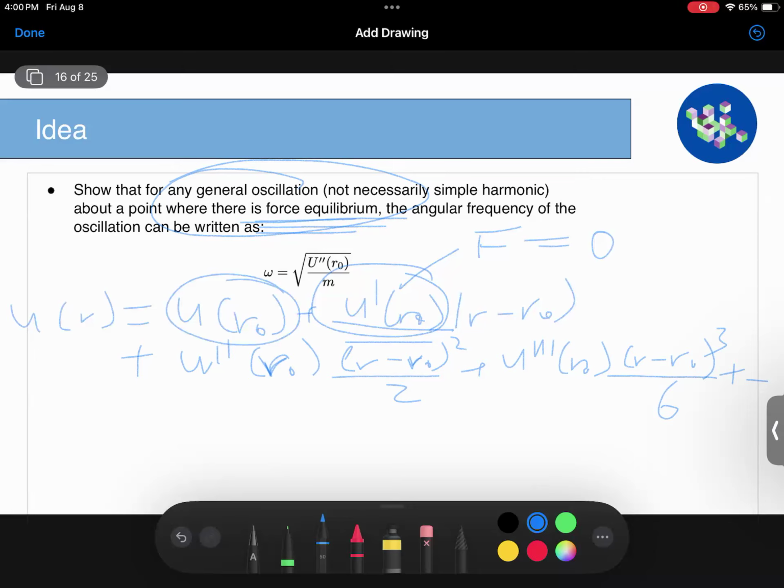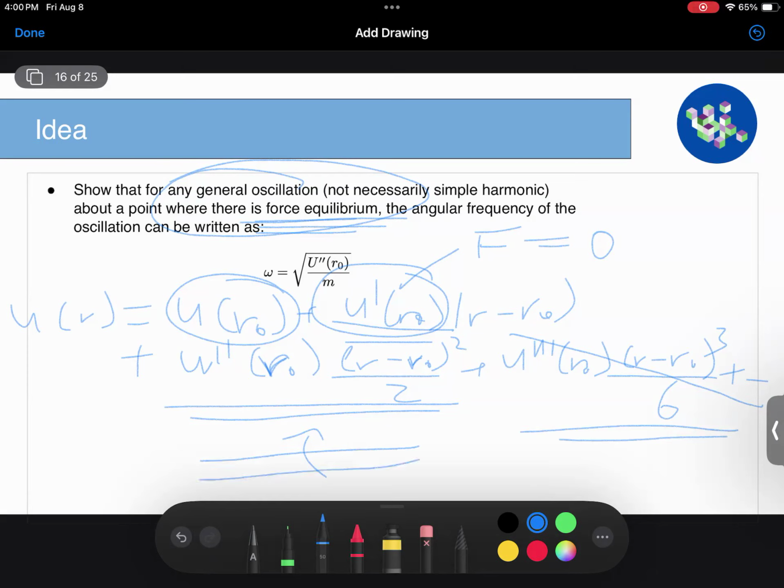And then if we look at this second order term over here, focus on the second order term. We can neglect the terms after the second order. The reason is that R minus R0 is an infinitesimal, so the higher order terms are going to be infinitesimally smaller than the second order term.